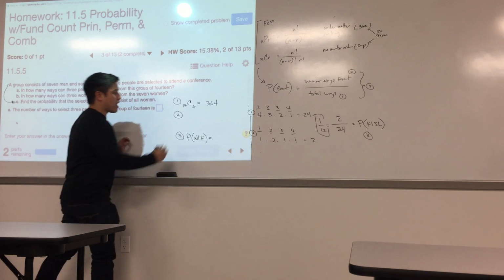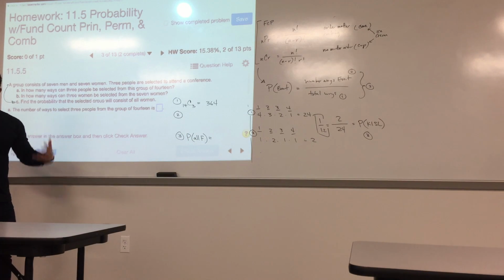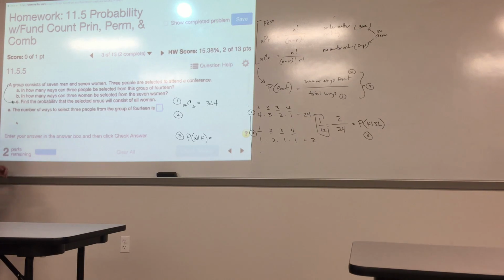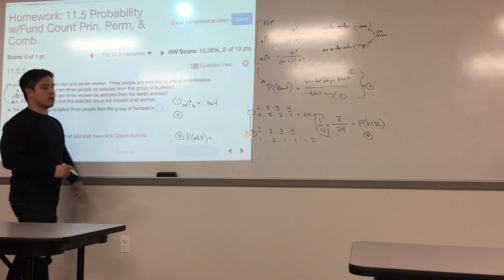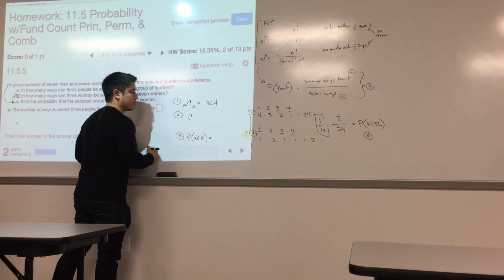In order to answer that, we need to know how many ways can we make groups of only women? Is that combinations or permutations? Combinations. There's no order, right? It doesn't matter. Order doesn't matter, right? There's no ranking, okay? So, in order to do that, we back up. Look at B. In how many ways can 3 women be selected from the 7 women? And that's it. What's the NCR here?